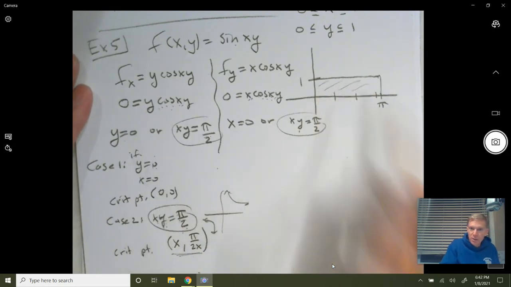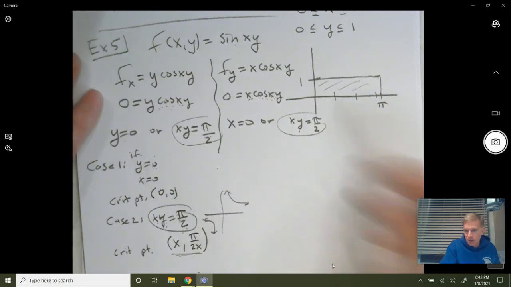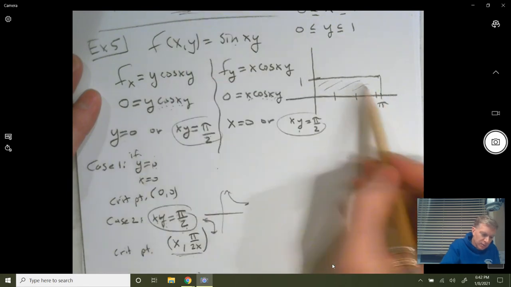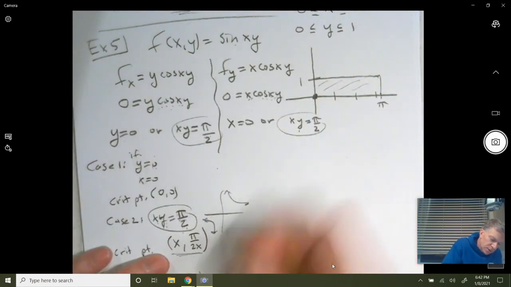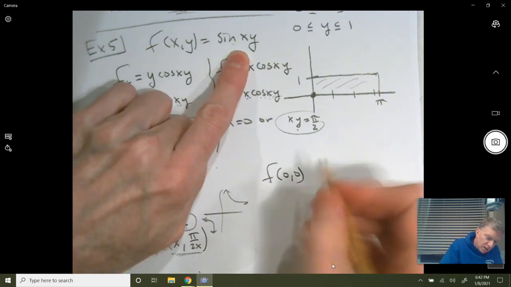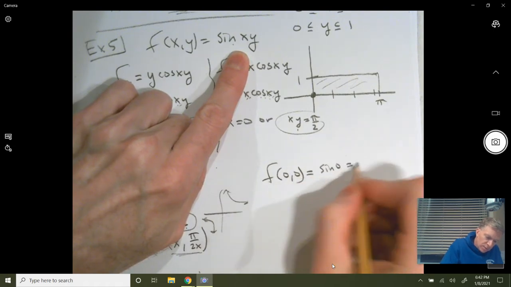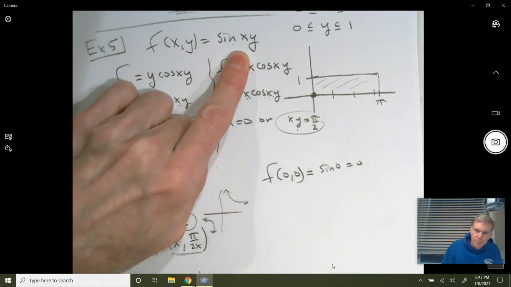Sometimes our only possible max or min, our only critical value, isn't even in our interval, so we can disregard it because we're only finding absolute extrema on this interval. But 0, 0, okay, we have to test 0, 0. So what's f of 0, 0? Plug that into your function. Sine of 0 times 0, you get sine of 0, which is 0. Okay, so this point right here is a possible max or min.